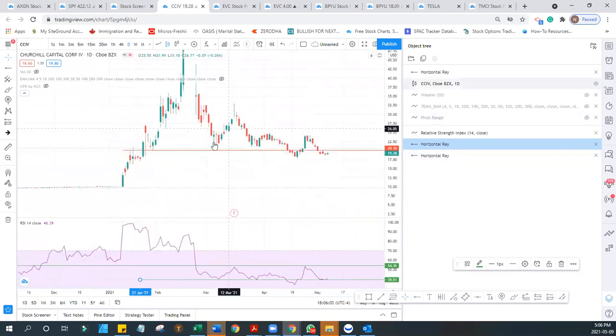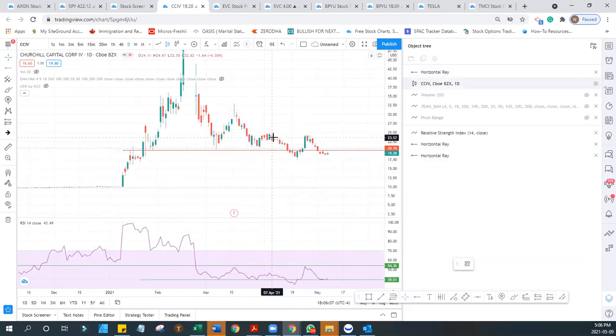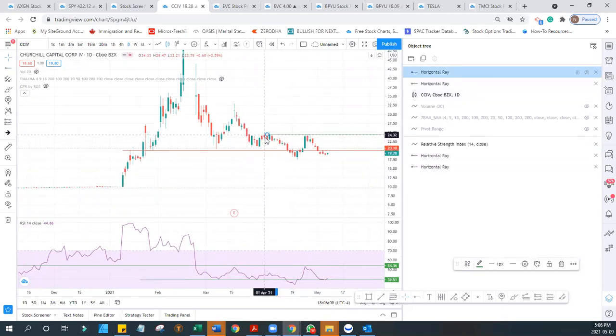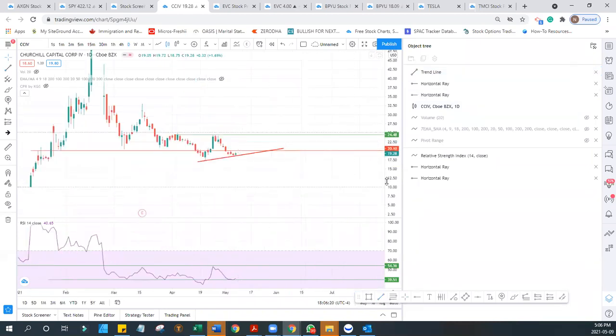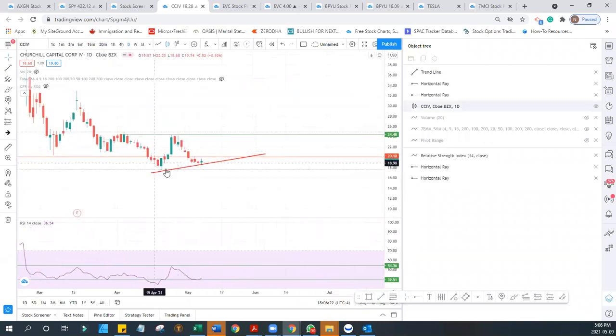Even if you see here, it's making higher highs and higher lows. So this will be a good resistance for CCIV. And now we have to watch out for higher highs or higher lows in the next swing. It might happen, you never know in the market. This will come back, and if it closes above $25, that means we might be changing the trend, right? So it all depends.